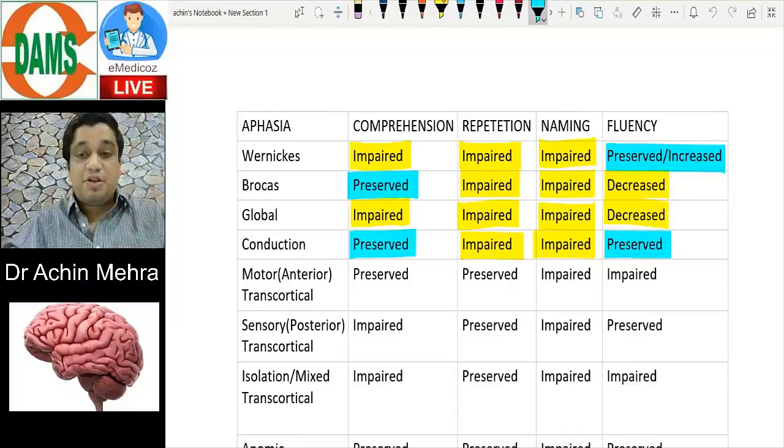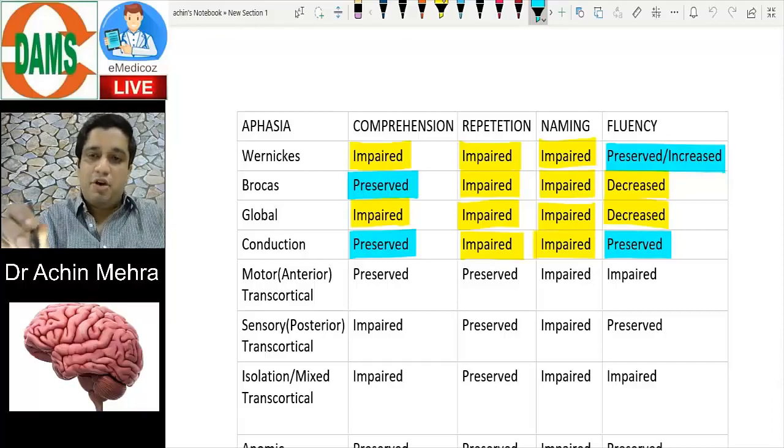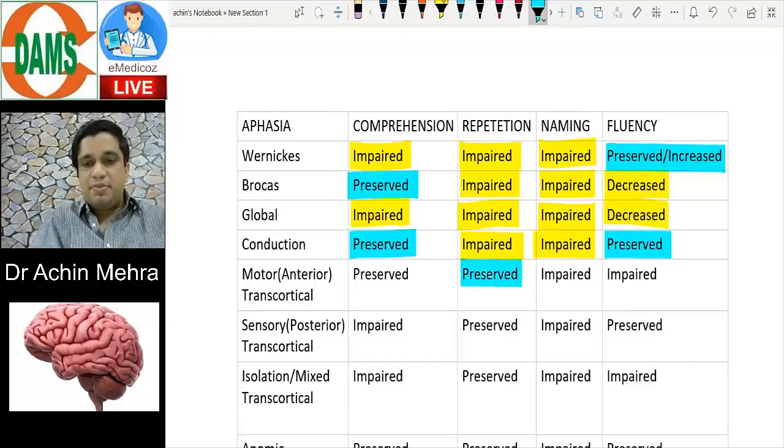Then transcortical motor aphasia. Just remember this way, that they are the brothers and sisters of Wernicke's and Broca's with preserved what? Repetition. So in both of them, they have a preserved repetition. See, in transcortical motor aphasia this time, there is a connection with a Broca's aphasia. That means they are like Broca's patient.